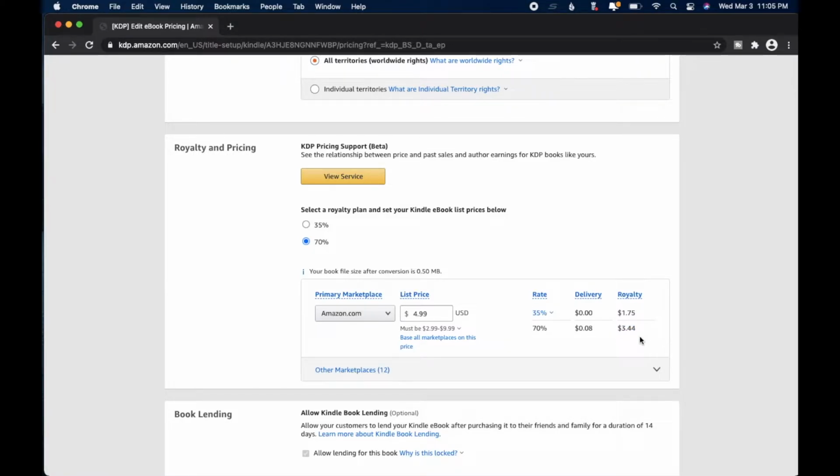So that means that every Night Contract copy in ebook that I sell, I receive $3.44. Now, what if I had priced the Night Contract at 99 cents to achieve that 35% royalty? So let's flip it here to 35%. Let's put 99 cents here as an example. And you can see that my royalty at 99 cents would only be 35 cents.